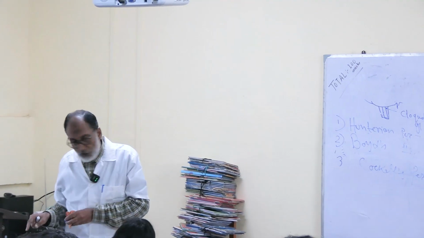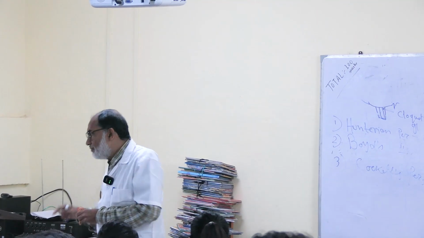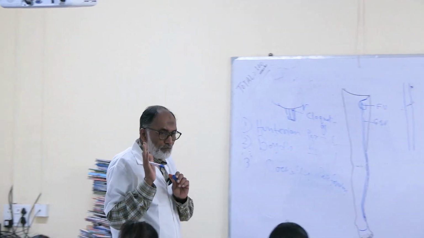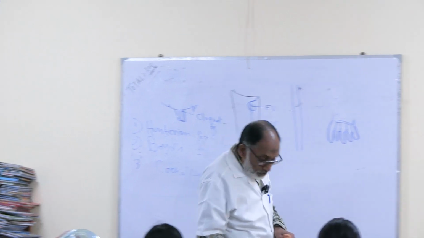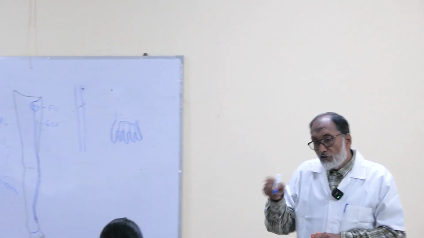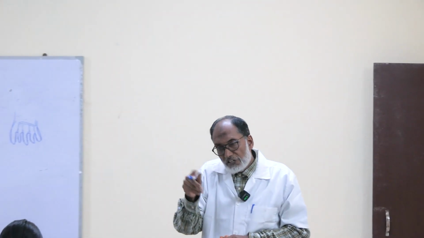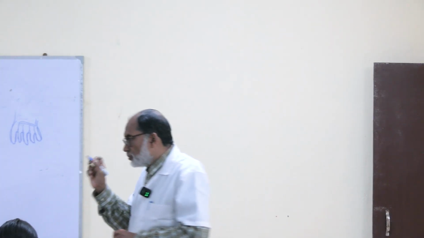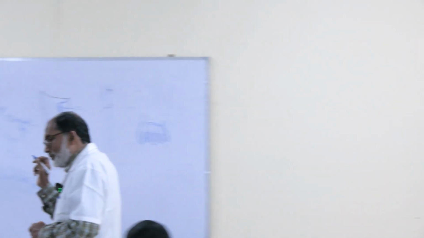Femoral vein, popliteal vein, peroneal vein, all are examples of deep vein. And on the dorsum of the foot there is a deep vessel, that is arteria dorsalis pedis. Arteria dorsalis pedis.